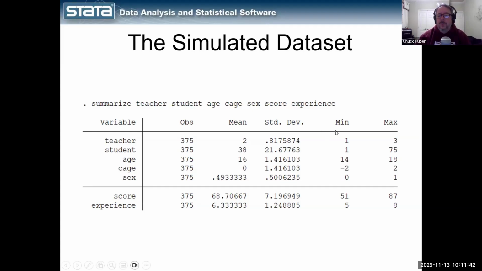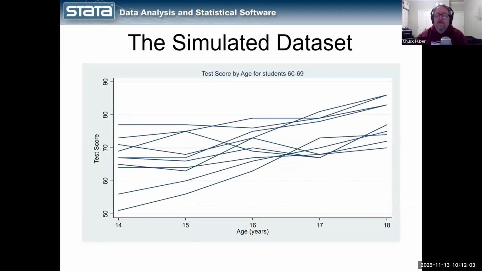Another thing I like to do with a new data set is skim down the min and the max column to look for odd, strange values. So, for instance, age: the minimum is 14 and the maximum is 18, and that's how it should be. If I had a minimum age of 0, that would make me scratch my head and take a closer look at why some of the ages are 0. But we have simulated data, so it's nice and clean.